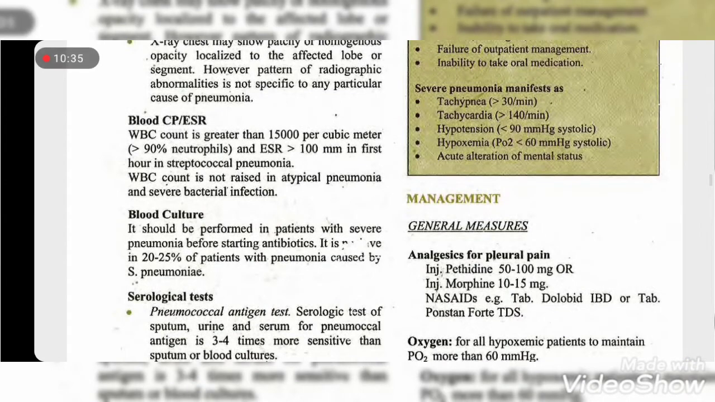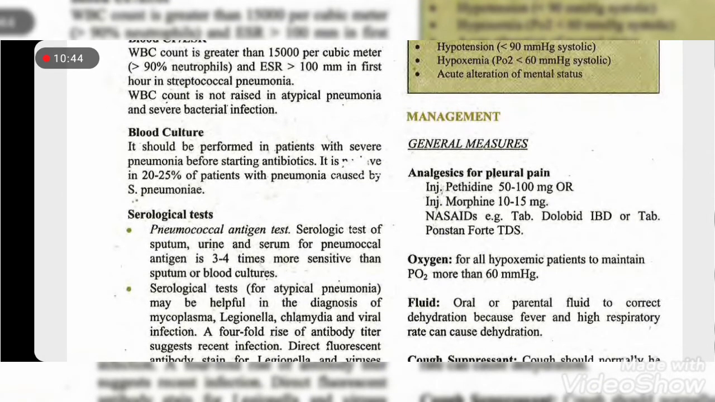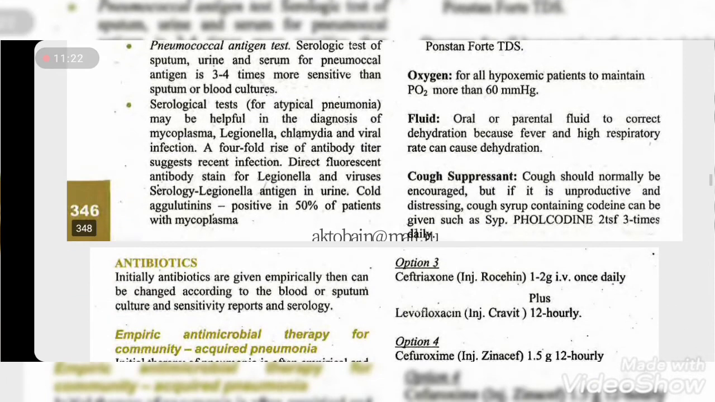How do we manage pneumonia? In general measures, we first relieve the pain. Analgesic for pleuritic pain: pethidine injection 50 to 100 mg or morphine 10 to 15 mg. NSAIDs we use as tablets, twice daily or three times daily. Oxygen is given for all hypoxemic patients, if oxygen is low, to keep PaO2 more than 60 mmHg. Oral or parenteral fluid is given to correct dehydration, because fever and high respiratory rate can cause dehydration. Cough suppression: cough should normally be encouraged, but if it is unproductive and distressing, cough syrup containing codeine can be given.